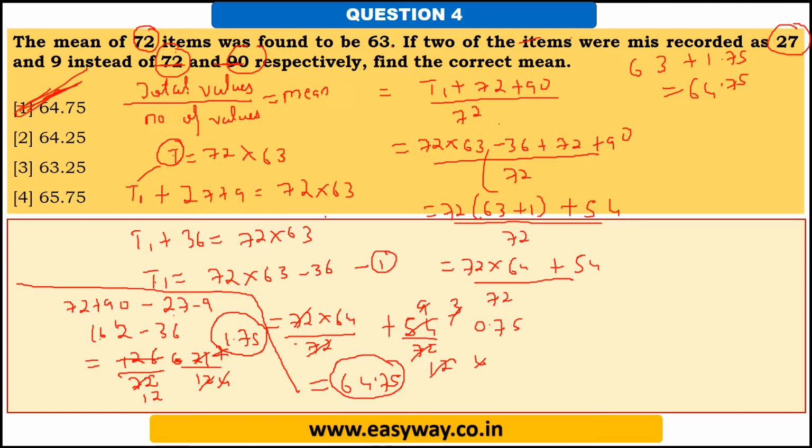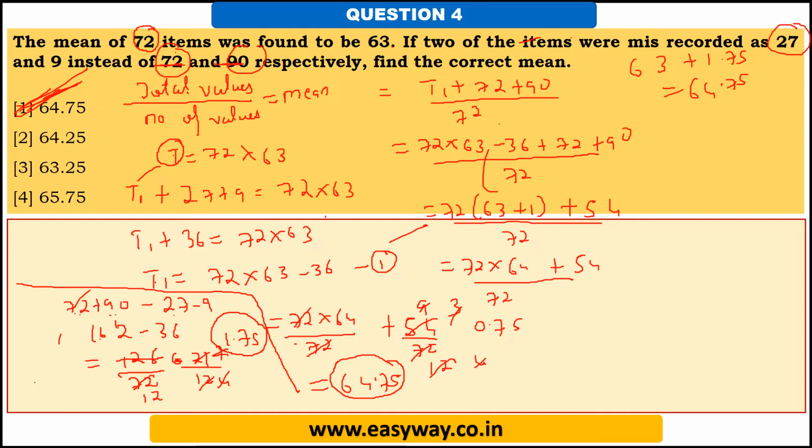This way is much easier than the other way. Okay, so what you have to do, you have to see which number is greater. Are the wrong numbers the greatest, or are the correct numbers greater? If correct numbers are greater, whatever mean you get, you have to add it to the number. If the number which has been recorded earlier is greater, then you have to subtract from the mean. Okay, so here what we did, we have taken the correct values, that is 72 and 90, and we have taken the wrong values, that is 27 and 9.